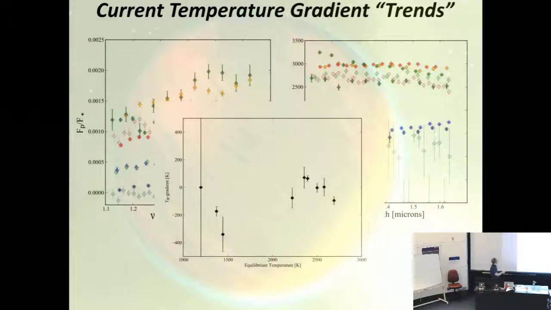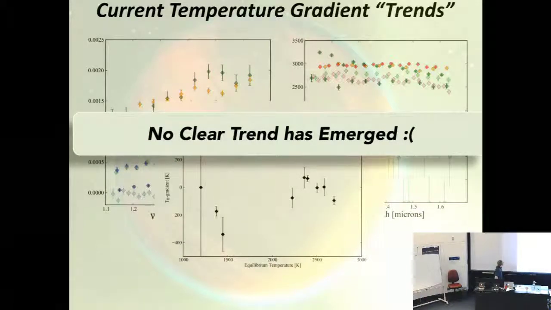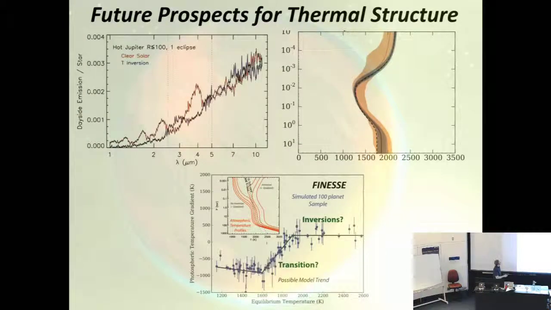And maybe we can start to put together this brightness temperature gradient trend, basically measuring the maximum temperature gradient over this wavelength region as a function of equilibrium temperature. I mean, maybe you can make a trend out of that, but I really can't. So the idea is that we would want to fill this in. So with something like FINESSE and James Webb, we're going to be able to get higher precision on the constraints of the thermal profile. Definitely having longer wavelengths and higher signal to noise will provide more leverage on that.